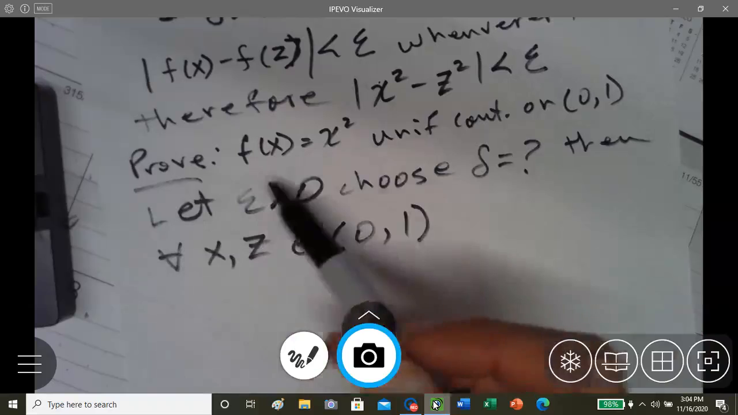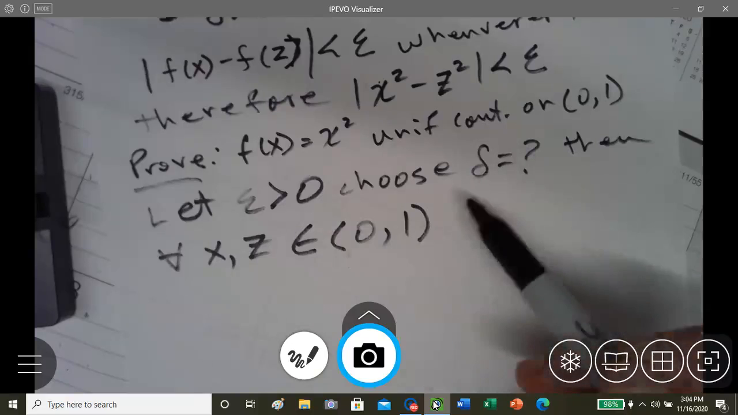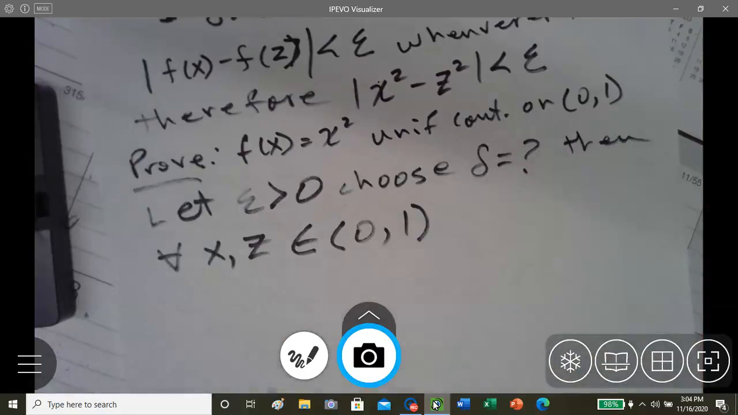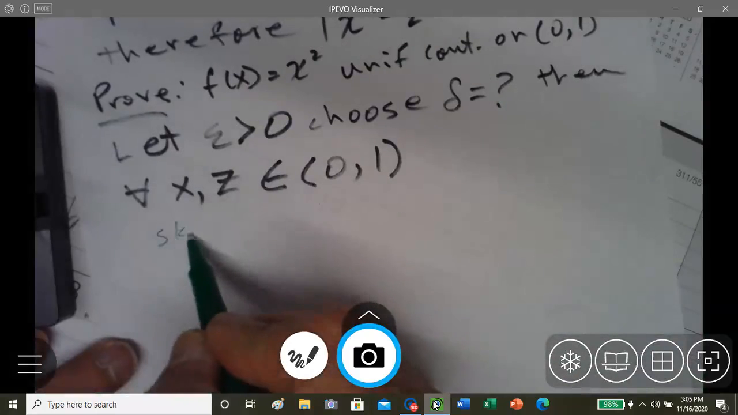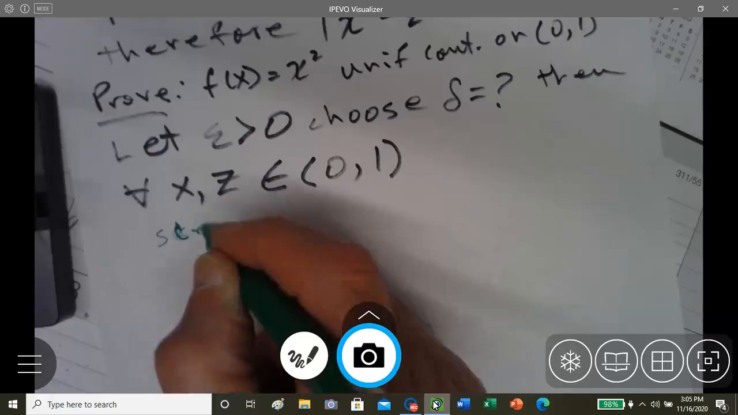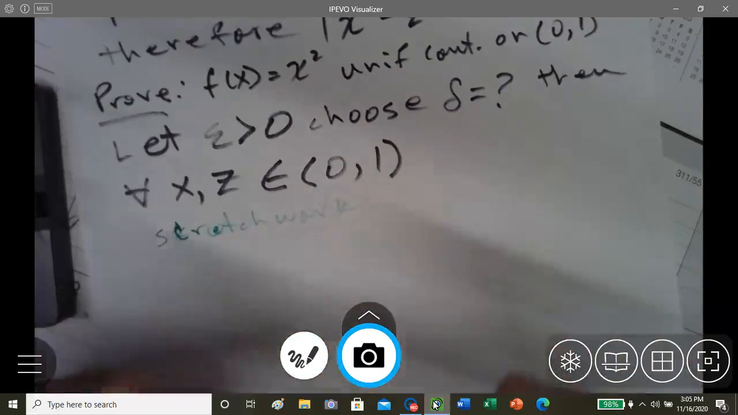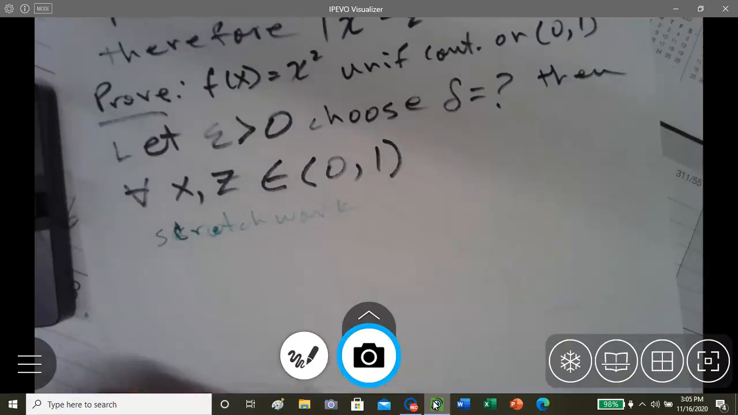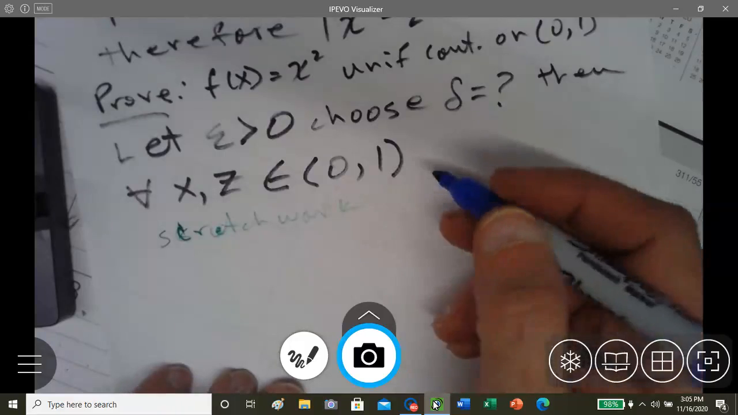Okay, so we have a problem. We're going to write this proof, but we need to find what delta is. So we're going to call this our scratch work and figure that out first. My green is running out, so I'll use blue instead. So we're going to figure out our scratch work and then go back and write our proof.